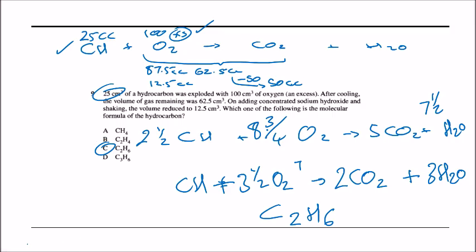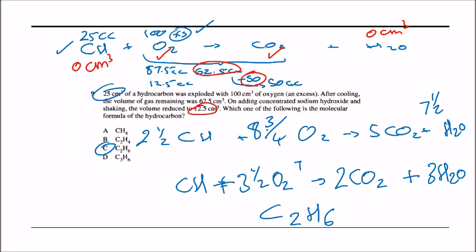At the end of this reaction, we had remaining 62.5 of the gases after being cooled back to room temperature. So that's telling us that there's no contribution from the water. There's obviously no contribution from the hydrocarbon because it was the limiting reactant. So the 62.5 is made up of the oxygen and the carbon dioxide. It tells us then that we added that solution to sodium hydroxide, and the volume reduced from 62.5 to 12.5, so minus 50 cubic centimetres. So that's how much carbon dioxide there must be in there.